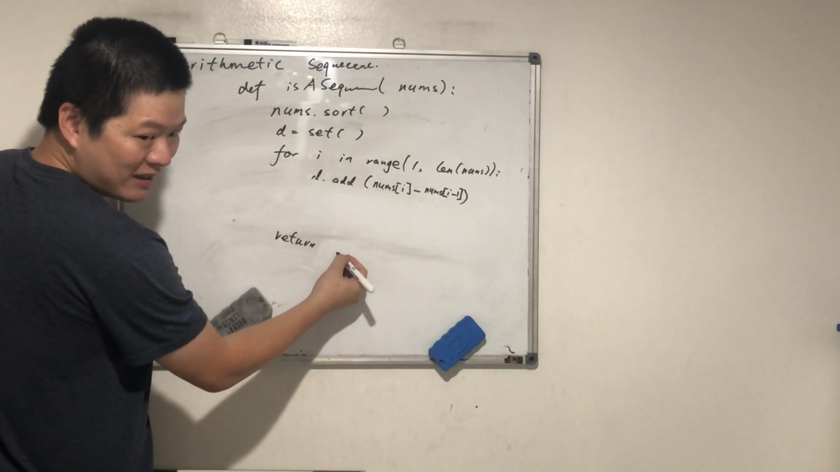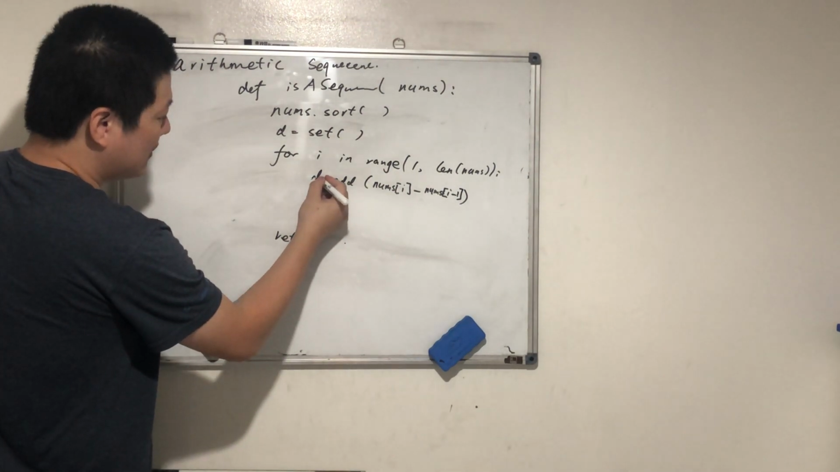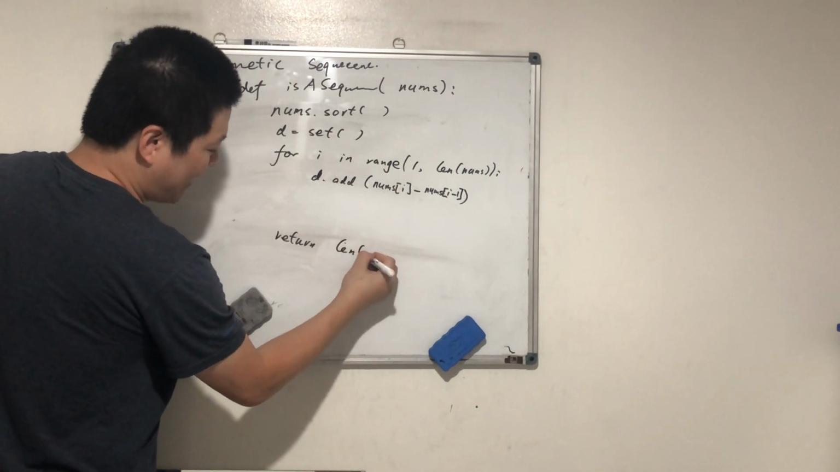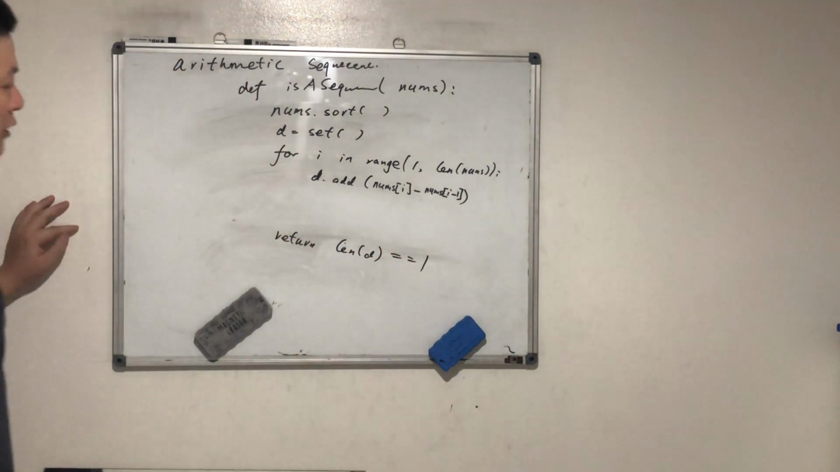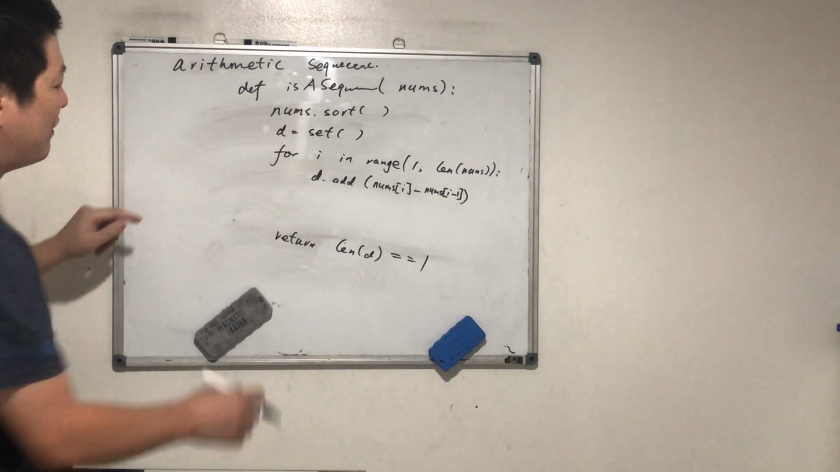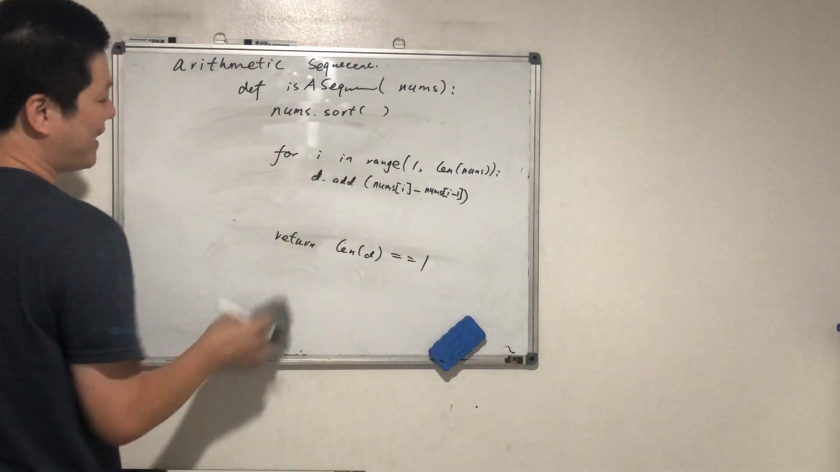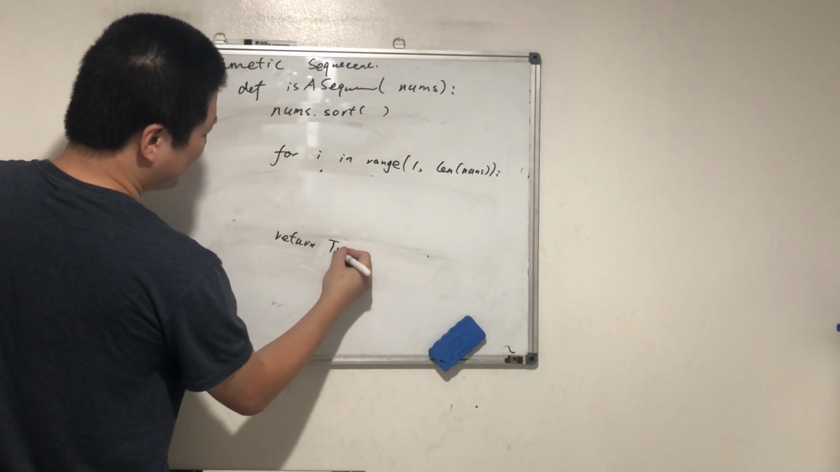Okay, then if I remove this one, what should I rewrite here? If length d equals 1, the number of unique distances equals 1. Do we actually need to use a set? No. If I tell you I don't want this, this will return true, right?